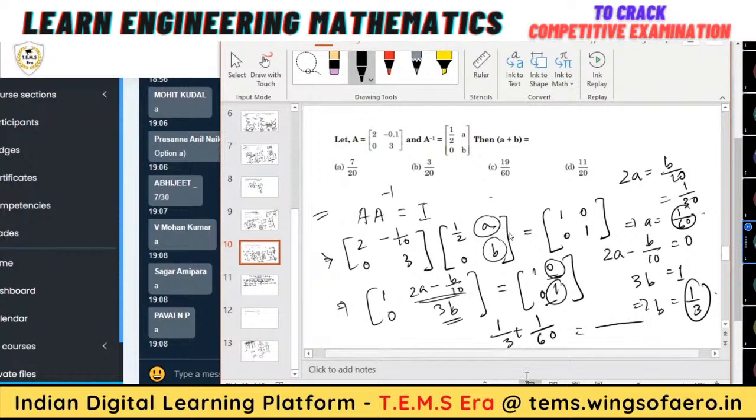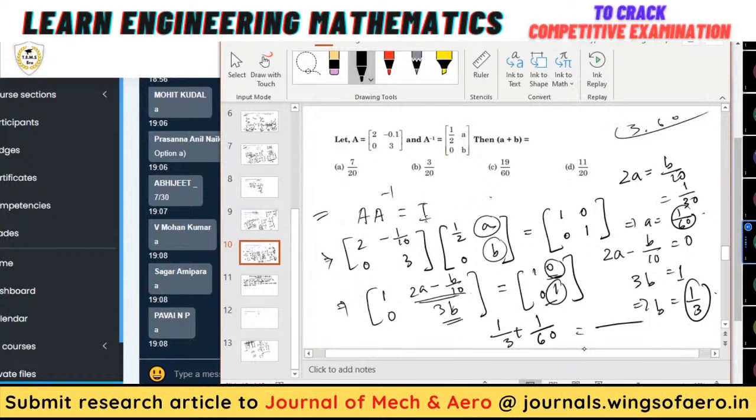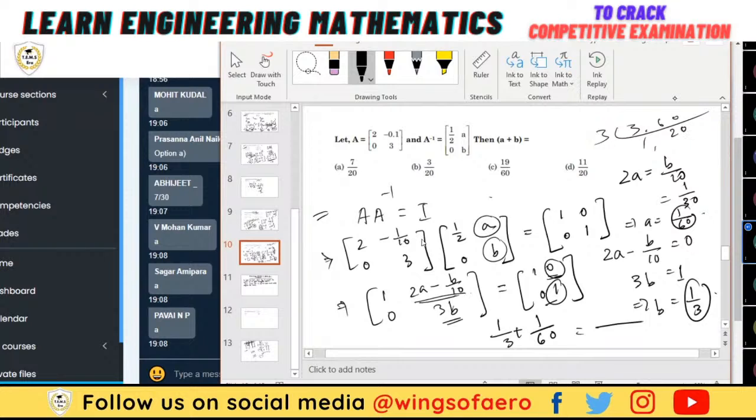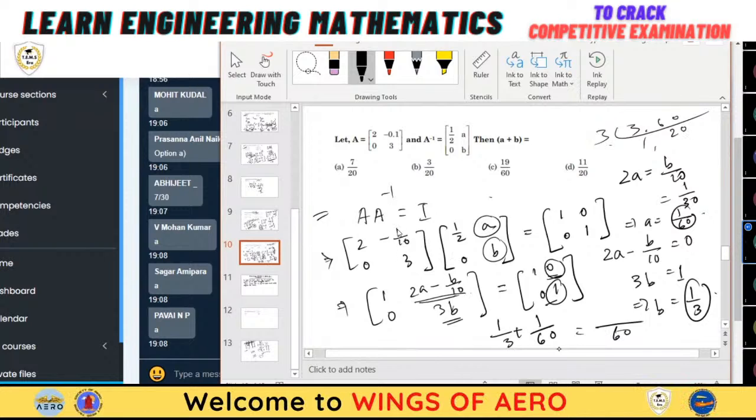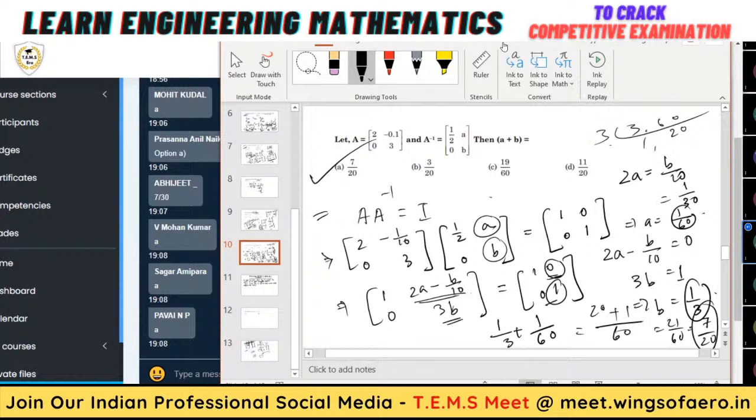Okay, and just you solve it and you can easily get the answer. So 3 and 60, just simply multiplication, that is 3, 1, 20, 60, 21 by 60, 7 by 20. A is the right answer.